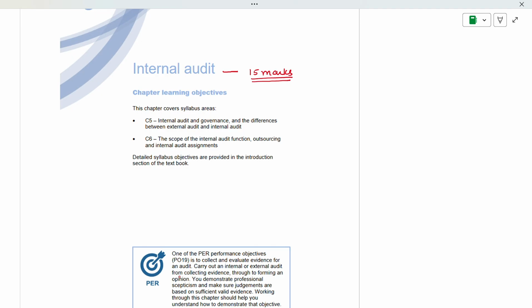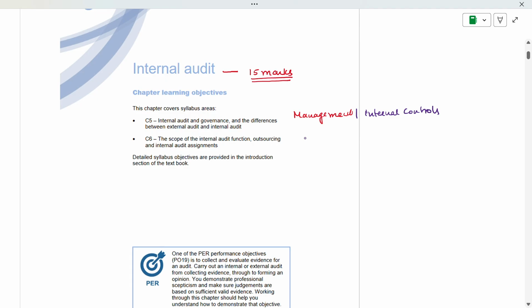Now, who is the internal auditor? In simple words, the internal auditor is appointed by the management. Okay? Next, internal audit. Very, very easy one, the easiest one. The internal auditor talks most importantly about internal controls.